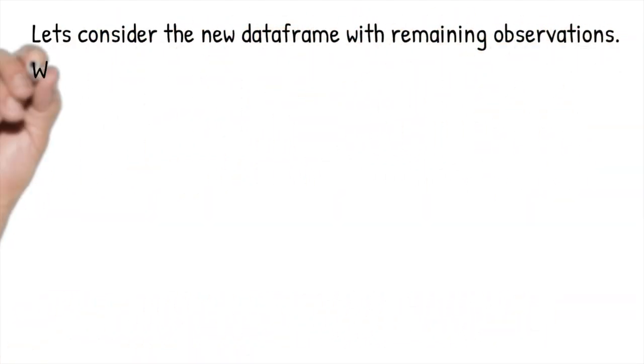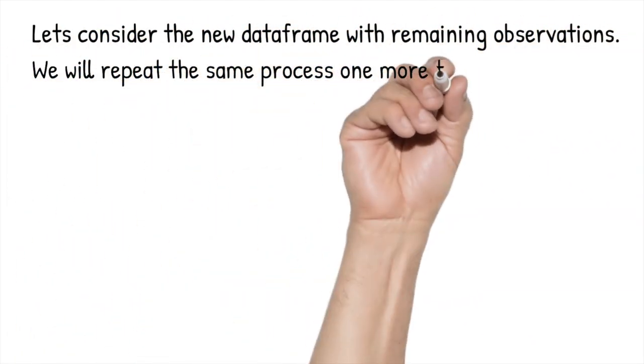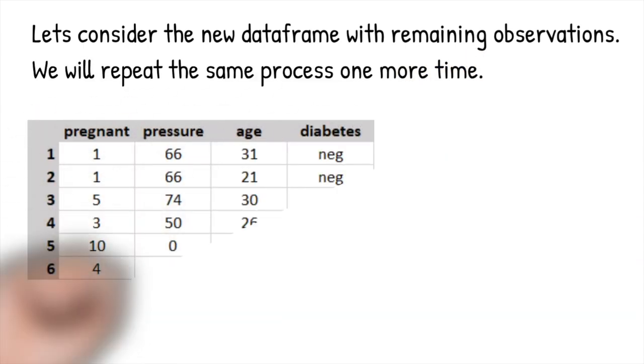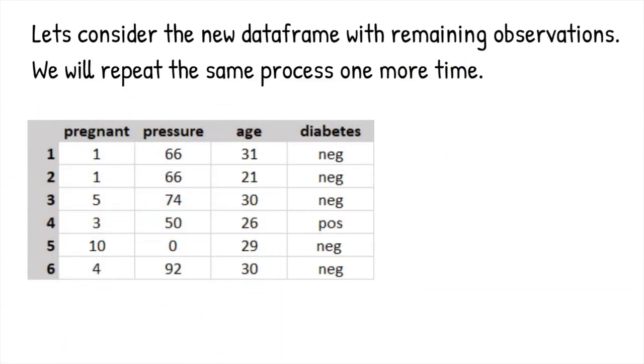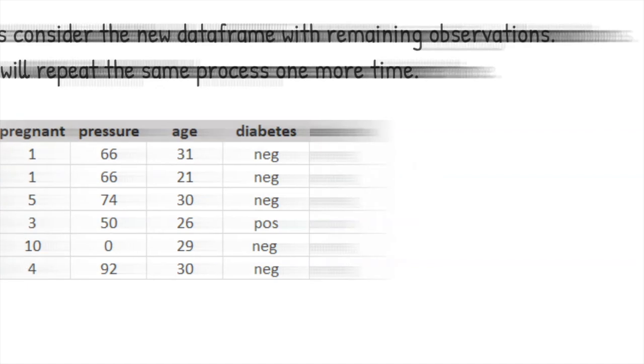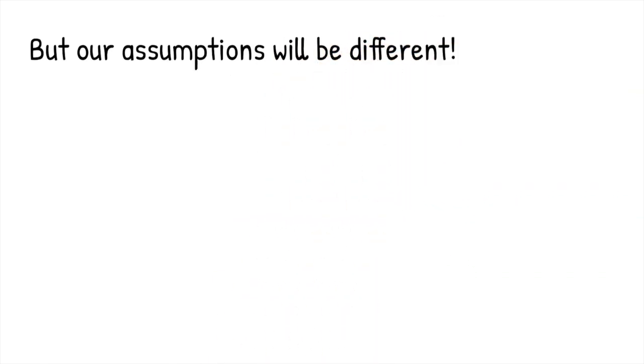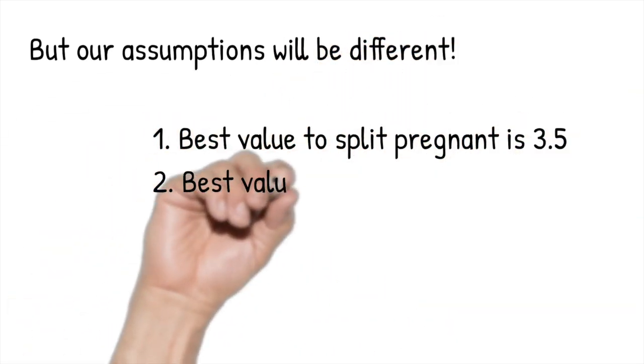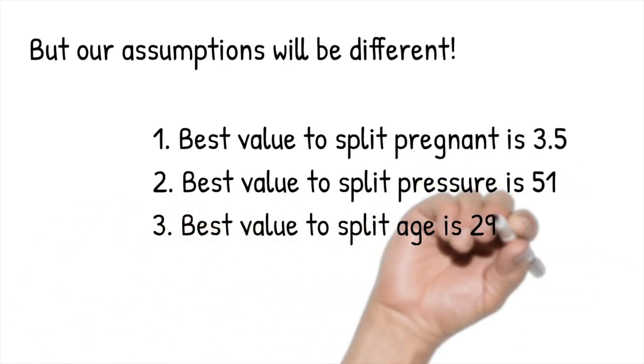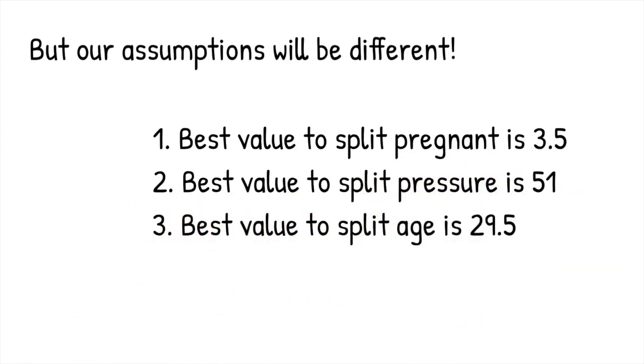Let's consider the new data frame with remaining observations. We will repeat the same process one more time. We will build our tree even further by selecting the next best split variable. For the new smaller dataset, we'll need new assumptions. The first one is that the best value to split pregnant is 3.5, the best value to split pressure is 51, and the best value to split age is 29.5.